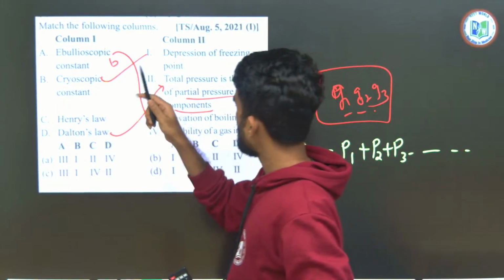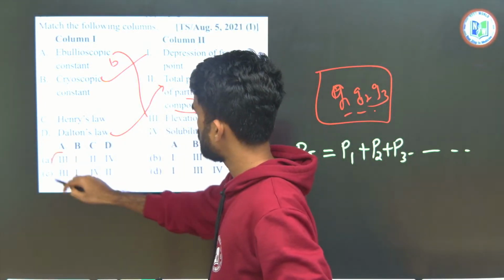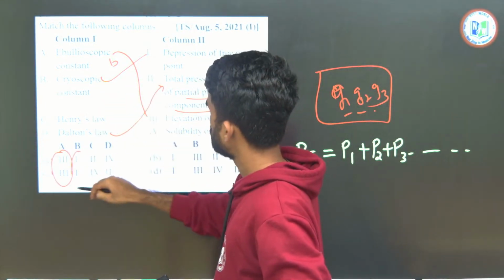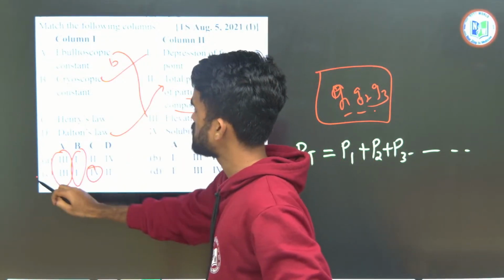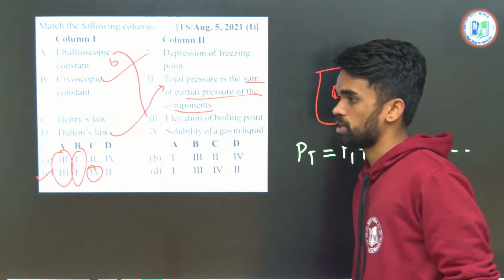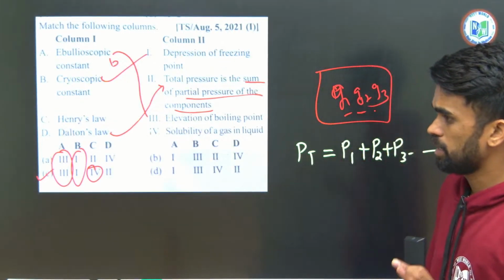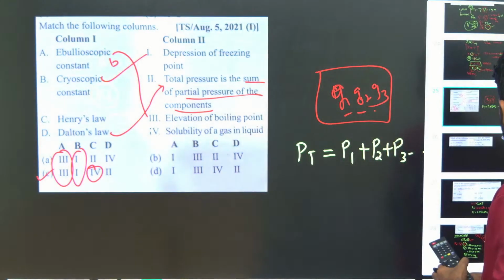So yes, A3 is B1, C4. Option C will be your perfect answer for this question. Hope it is clear now. Next, let us move forward.